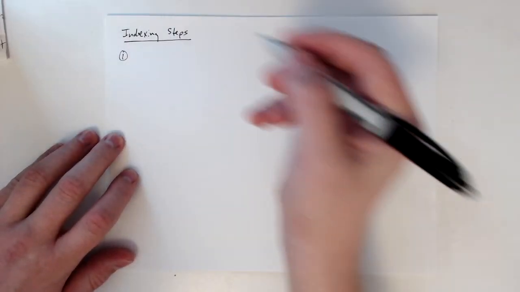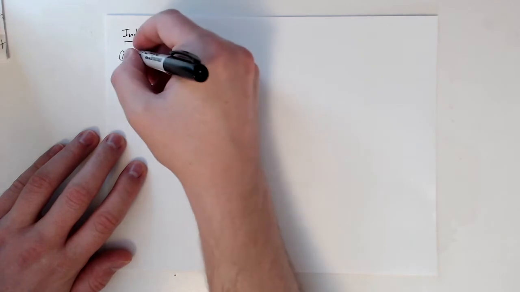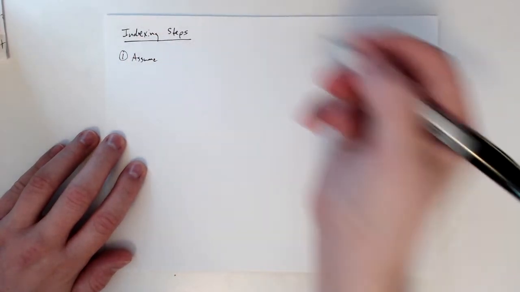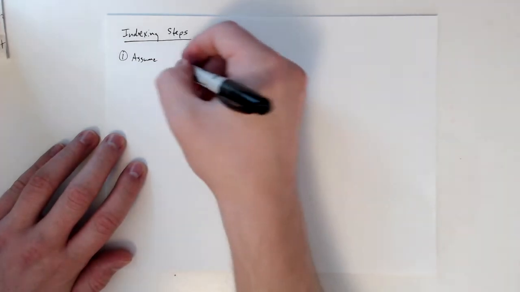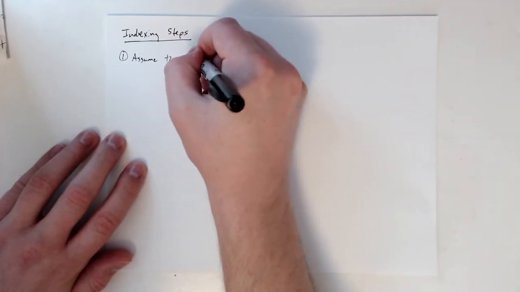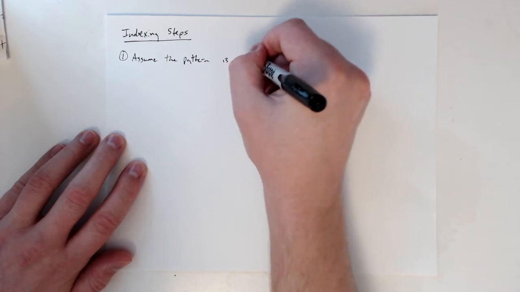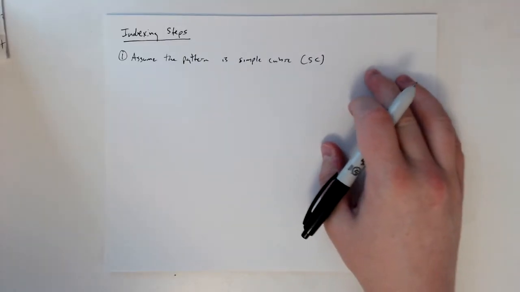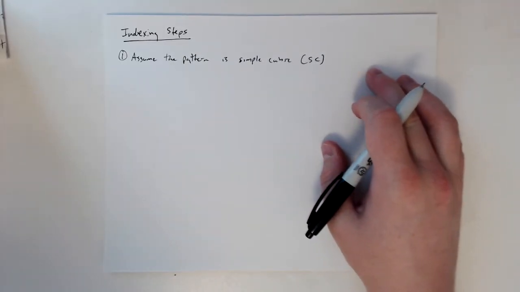All right, now I'm going to go over the steps for indexing cubic patterns using this manual indexing method. And once we have the steps down, we'll go through them in an example in a Google Sheet. So let's go through the steps required. Step one, we assume a specific type of cubic structure. So in this case, we assume the pattern is simple cubic, or SC sometimes abbreviated. So we basically make an assumption.